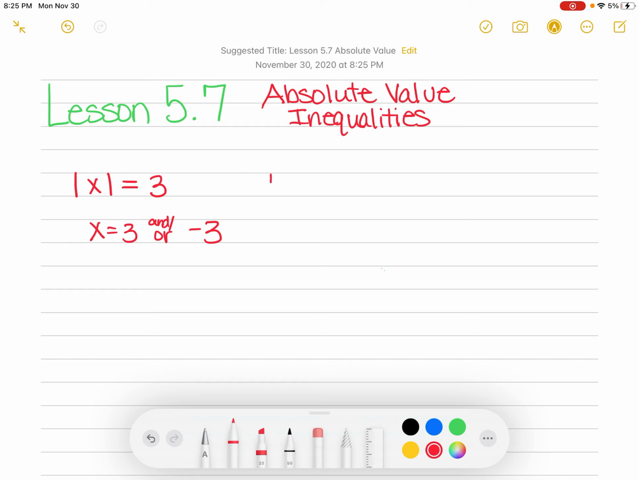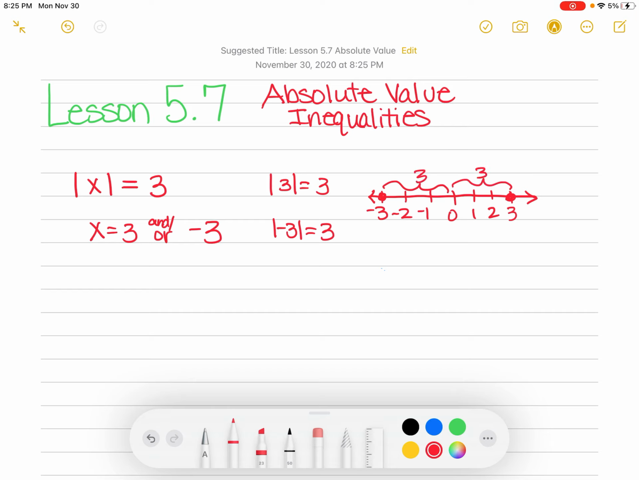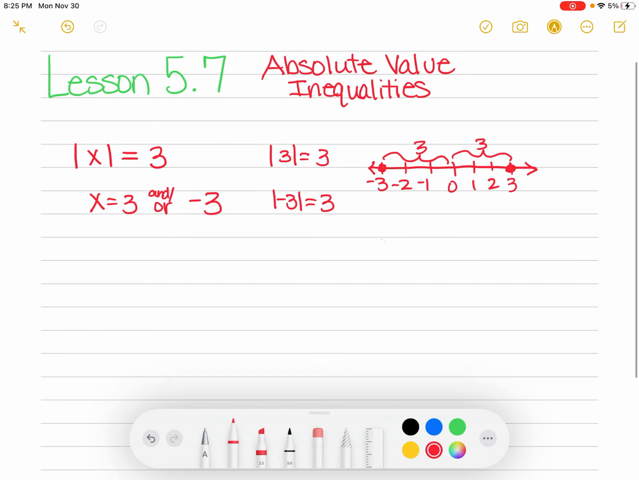And that's because the absolute value of 3 equals 3, but the absolute value of negative 3 also equals 3. So remember, the definition of absolute value is how far something is, the distance from 0. Distance can't be negative, okay? So that's why our answers were both 3 and negative 3, because those are both 3 units from 0. This is going to be important in a minute for what we're going to do next.